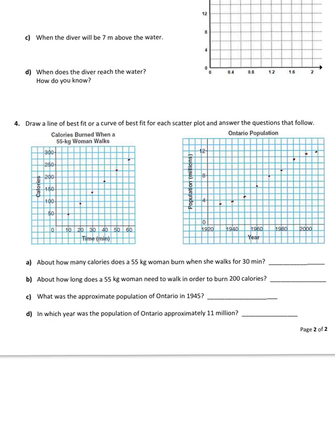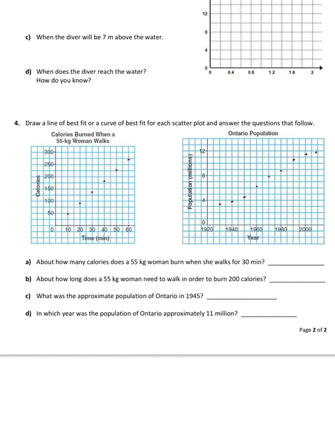Question number 4 is asking for a line or a curve of best fit for each scatter plot. For my first one, the calories burned when walking, I can see that my dots make a very nice line, so I have a very strong correlation. So I now have my line of best fit for the first graph. The second graph, Ontario's population, we see actually is a bit more of an S curve. Good luck drawing yours. Do your best to follow the trend. And you should end up with something that looks similar to that.